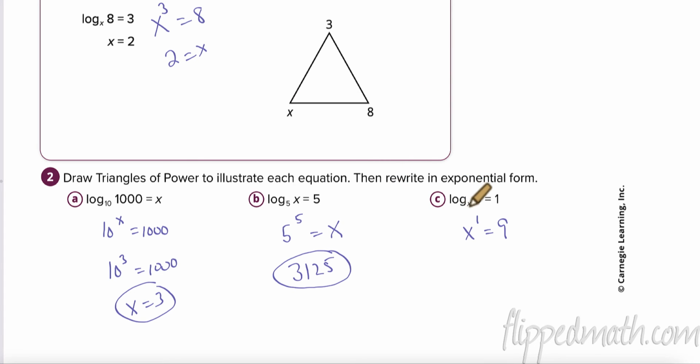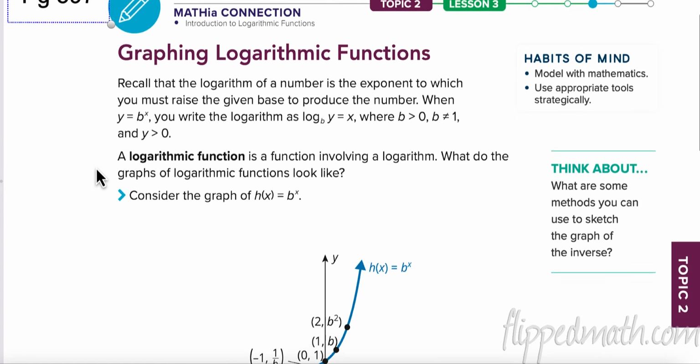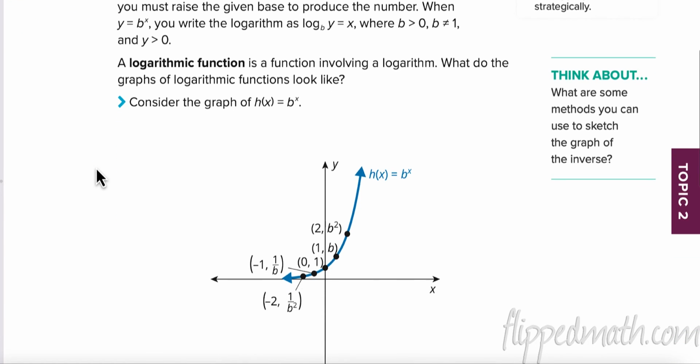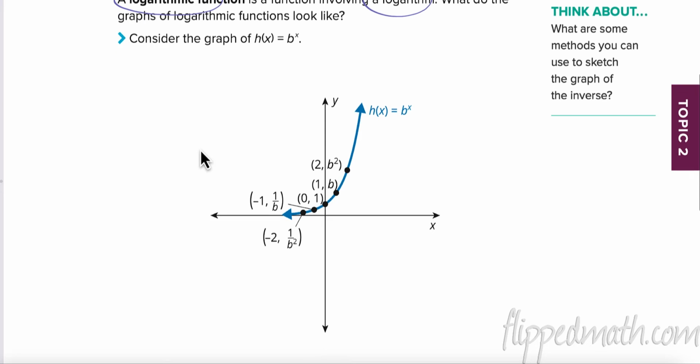All right, so I said the base is x, the exponent's 1, and equals the argument of 9. So x, what number to the first power equals 9? Well, that's 9. 9 to the first power equals 9, so x equals 9. Very nice. Let's go back and talk a little bit more about graphing these logarithmic values, all right? So a logarithmic function is a function involving a logarithm. Whoa, that makes complete sense, all right? So the first thing it says down here in number 1 is to sketch the graph of the inverse of h of x. So we're going to sketch the inverse here.